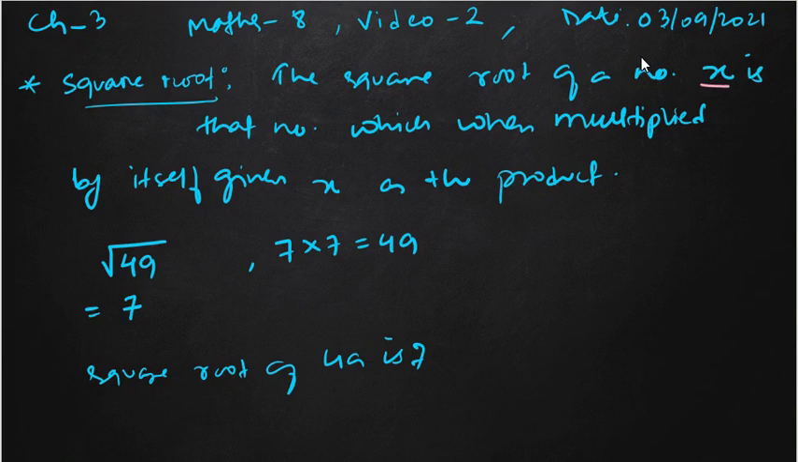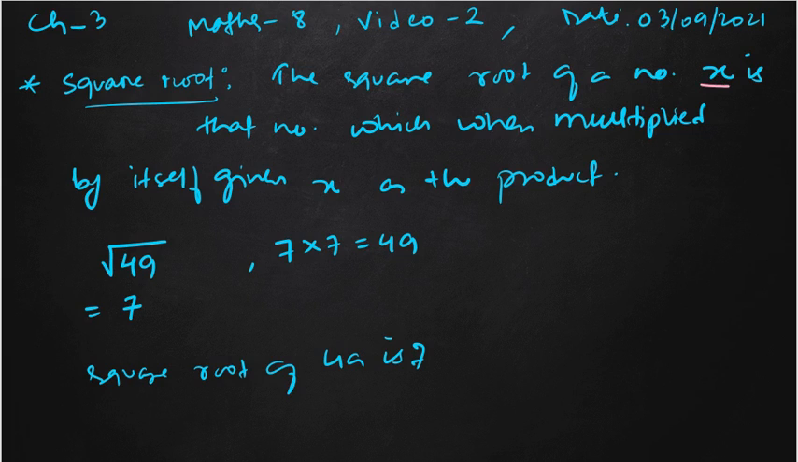Okay. So in the previous video we discussed the square of a number and a perfect square, and we also discussed the test of a number for a perfect square, whether the number is a perfect square or not using prime factorization. Similarly, today we will discuss the square root.